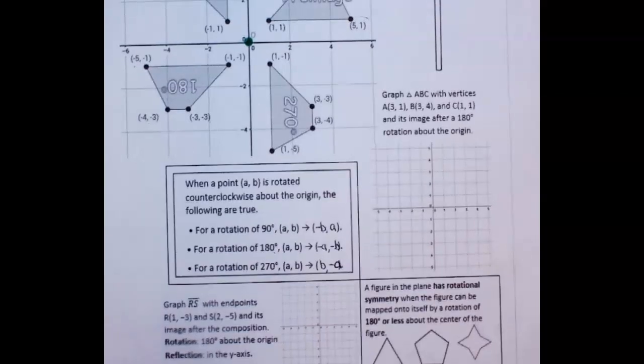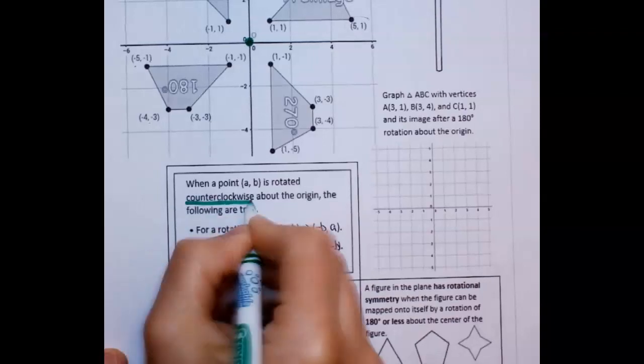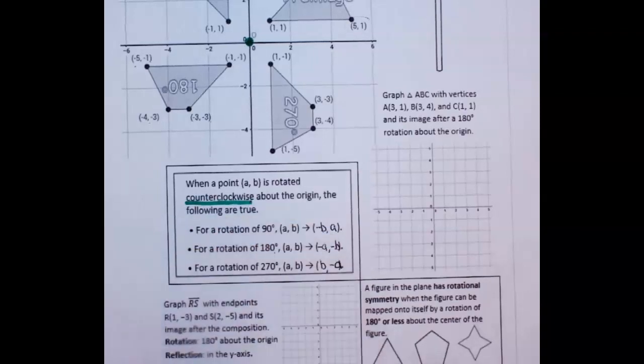And these rules are only holding true when we turn about counterclockwise. And in general, if we say we're rotating, it's understood to be counterclockwise. If it's going to be something else, then it would denote that it's going to be something else.